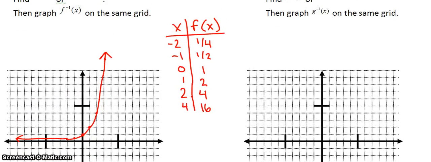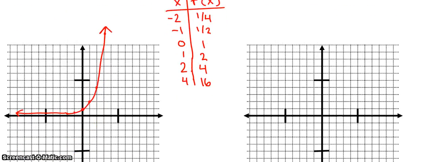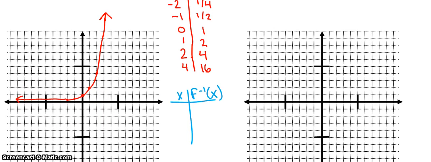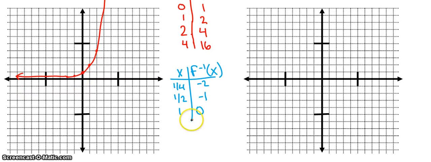So we've already learned that a log is the inverse of an exponential. So with that in mind, if I want to graph the inverse, I would just have to switch the inputs and the outputs. So f inverse of x would be 1/4, -2; 1/2, -1; 1, 0; 2, 1; 4, 2; and 16, 4.